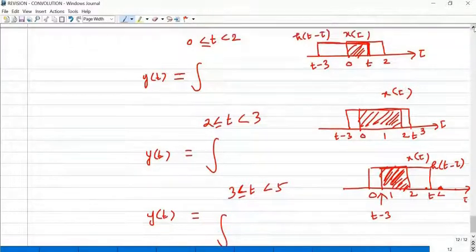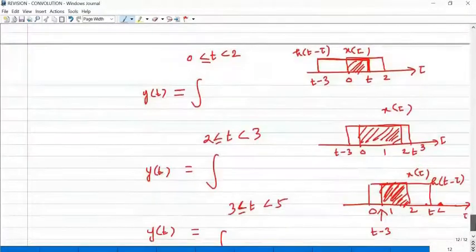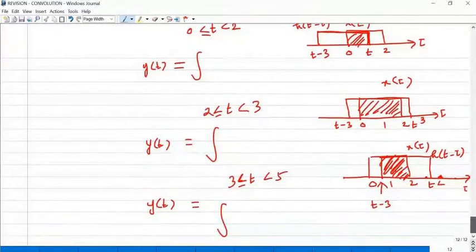So we already analyzed step by step. Now only this figure is required for your exam in your answer script. So we concluded y of t equal to 0 for t greater than 5, and y of t equal to 0 for t less than 0. In between values, we are getting different kinds of overlap.